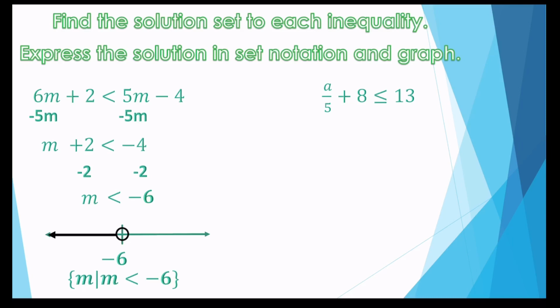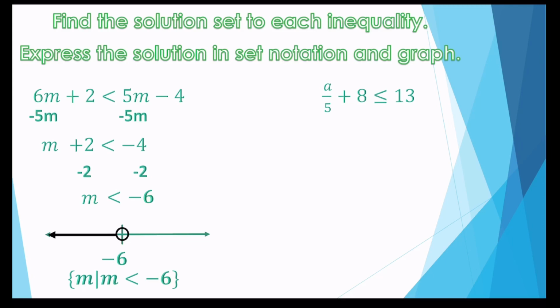This is something new. This is called set notation. It's basically saying m such that m is less than negative 6. That's it. That's set notation. You're stating the variable, and you're stating the variable's possible solutions. Anything less than negative 6. Okay?